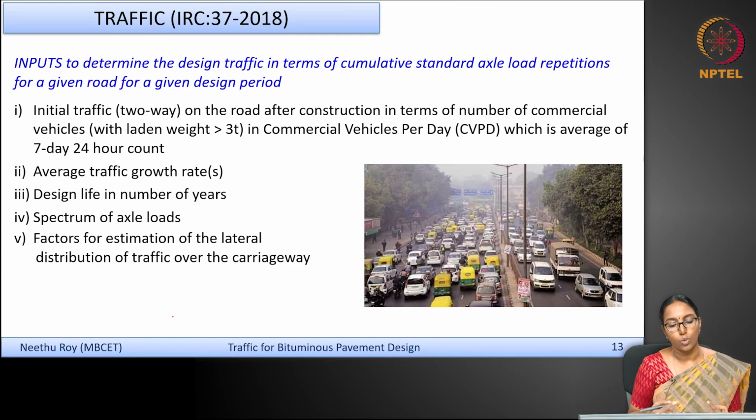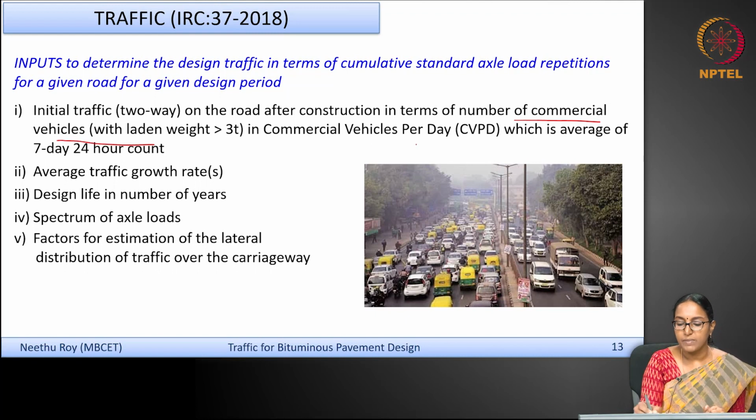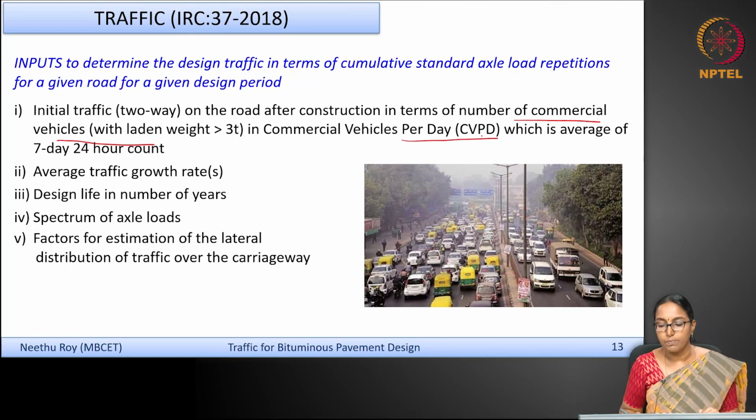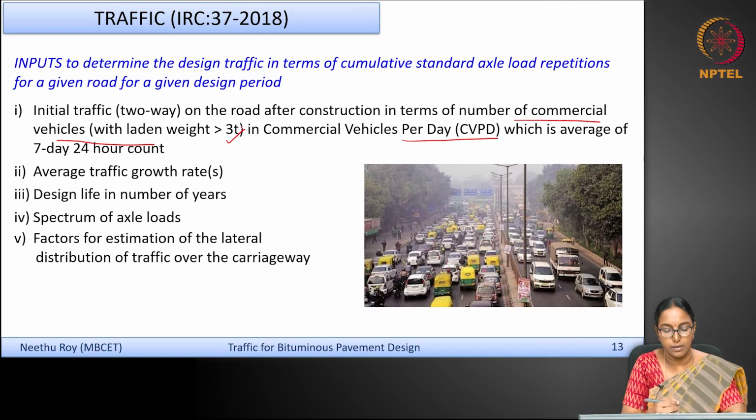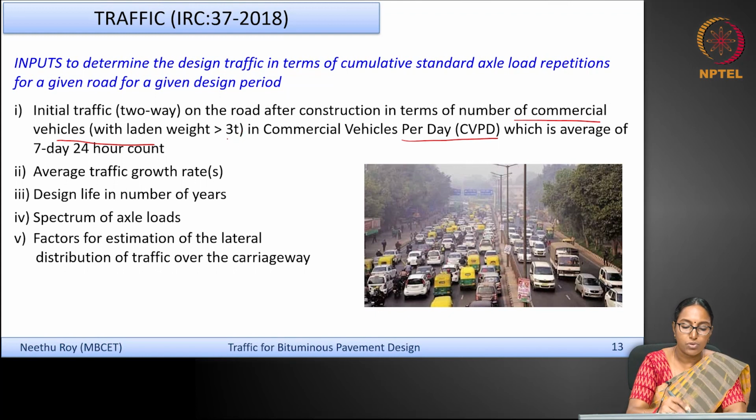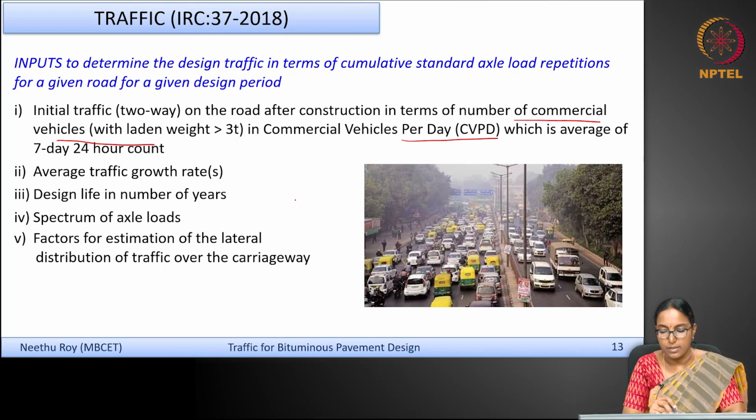So normally, the two-way traffic on the road after construction, in terms of the number of commercial vehicles, CVPD or commercial vehicles per day, is to be considered. When I say commercial vehicles, I mean the truck vehicles or heavy commercial vehicles having laden weight more than 3 tons, which will be considered for pavement design.